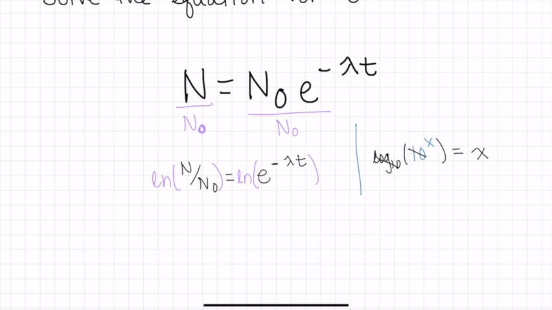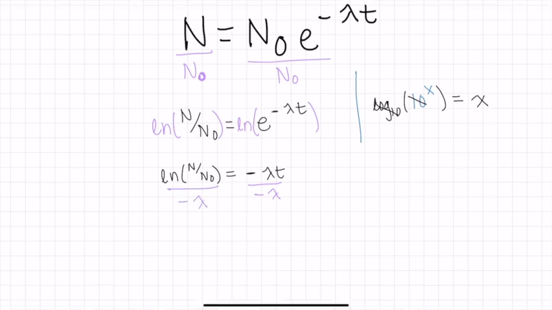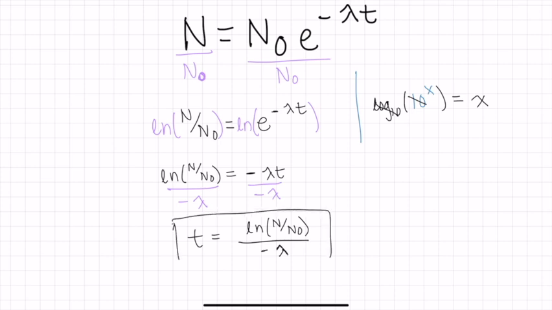By applying the natural log to both sides, we'll end up with natural log of n over n0 on the left, and then we'll have that minus lambda times t on the right. Then we can divide both sides by that negative lambda to get t by itself, and rearrange it with t on the left. We'll get that t is equal to ln of n over n0, all over that negative lambda, and that would be your final answer.